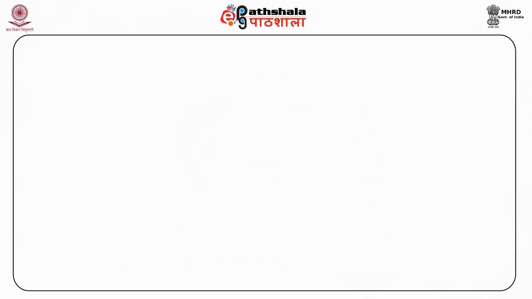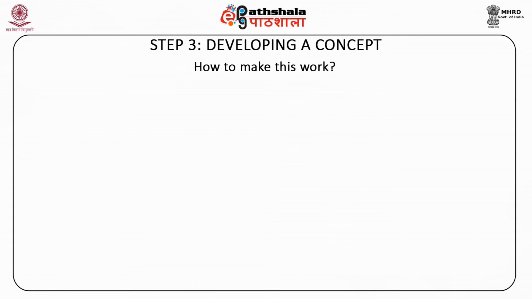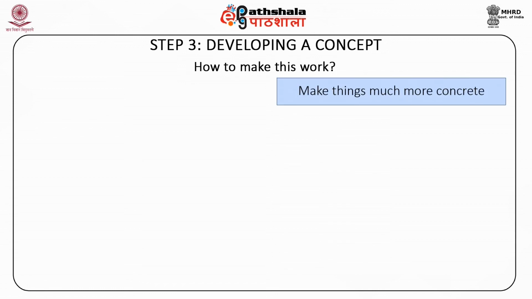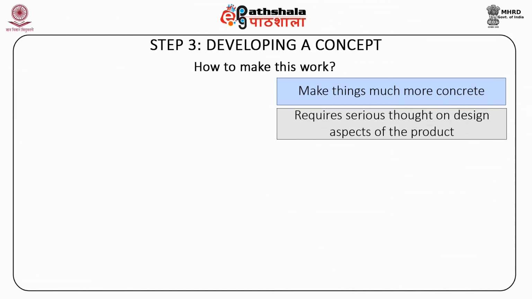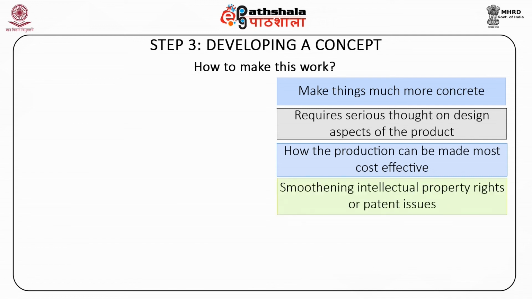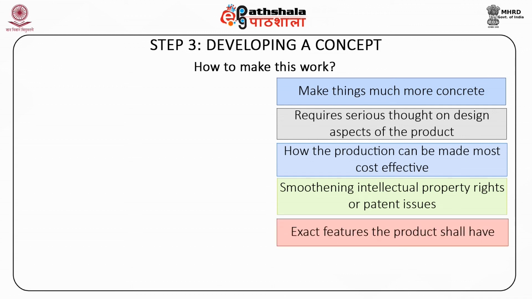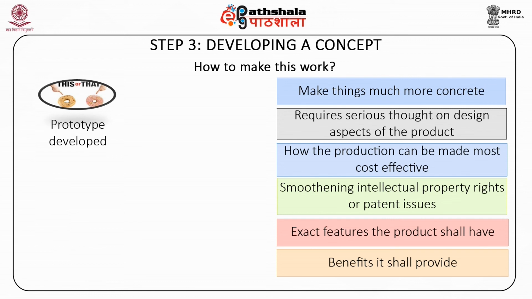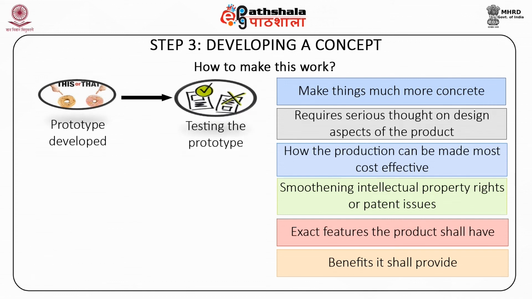The next step involves developing a concept. At this stage, the question shifts from will this work to how to make this work. Concept development makes things more concrete. It requires serious thought on design aspects of the product, how the production can be made most cost effective, smoothing out any intellectual property rights or patent issues, the exact features the product shall have, the benefits it shall provide, and so on. Very often, a prototype is developed at this stage and it is tested for its feasibility.